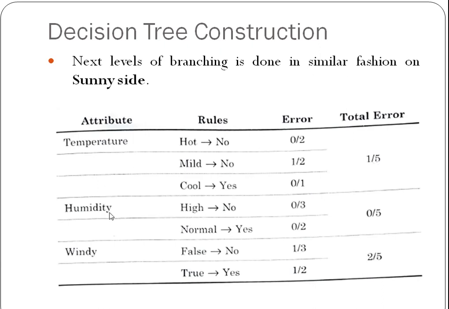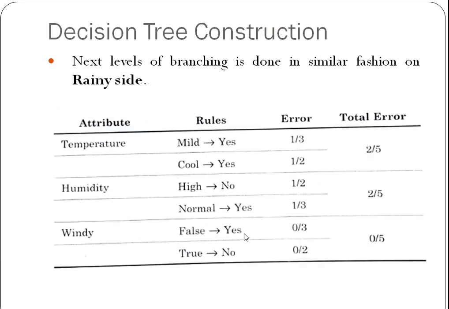If you see humidity, 0 out of 5, and windy, 2 out of 5. So if you see this, the minimum error we are getting is for the humidity. It classified the data completely, and you get 2 pure leaves here. So you will have one node, you will ask the question humidity, and if it is high, you will classify it as no, and if it is normal, you will classify it as yes.